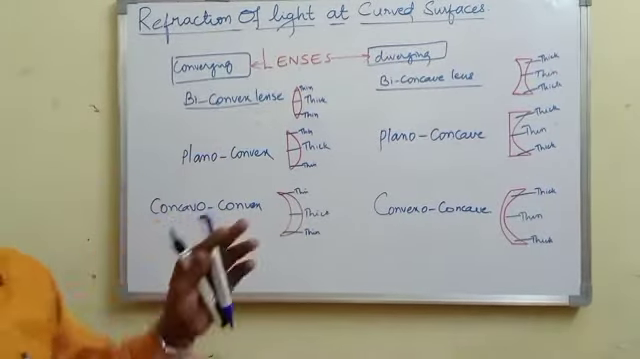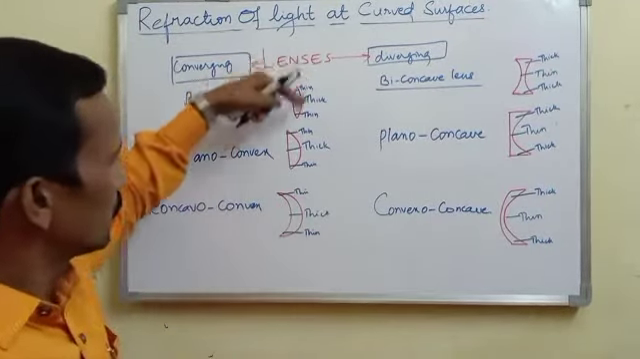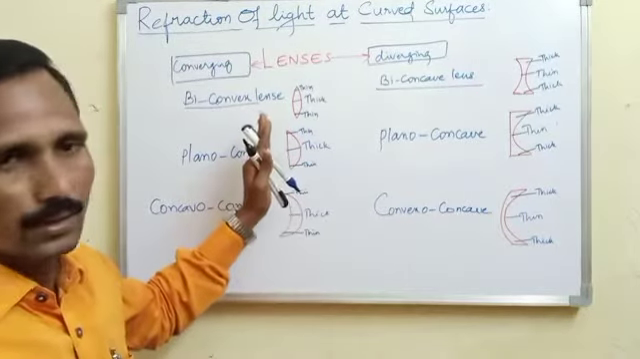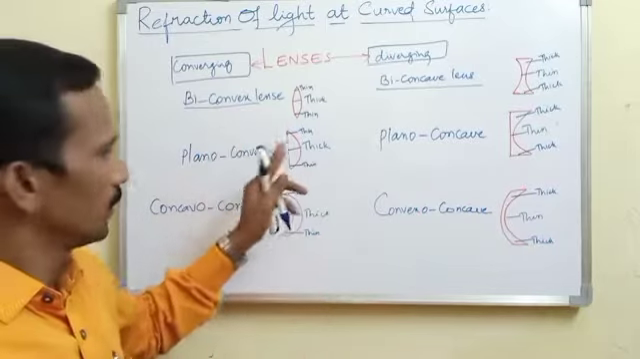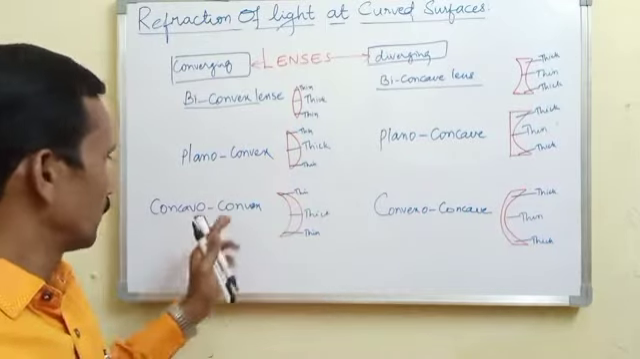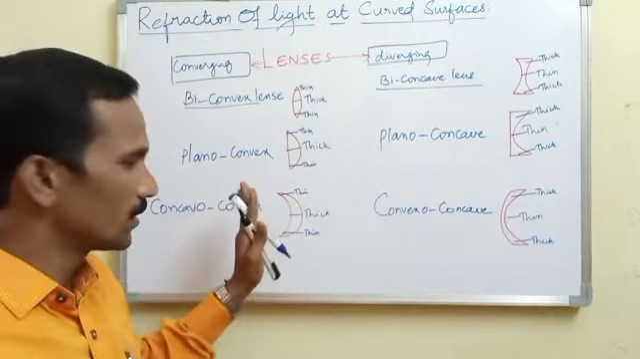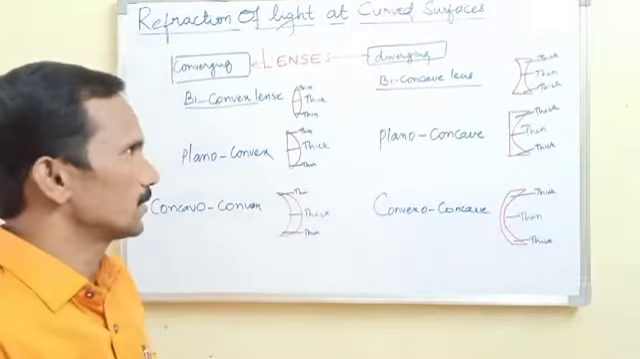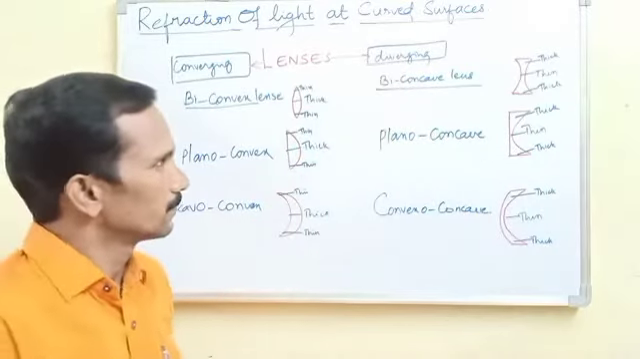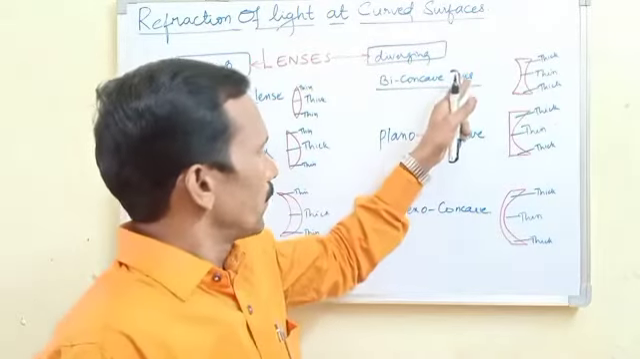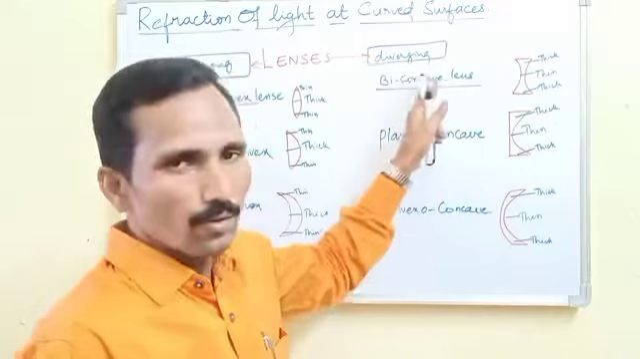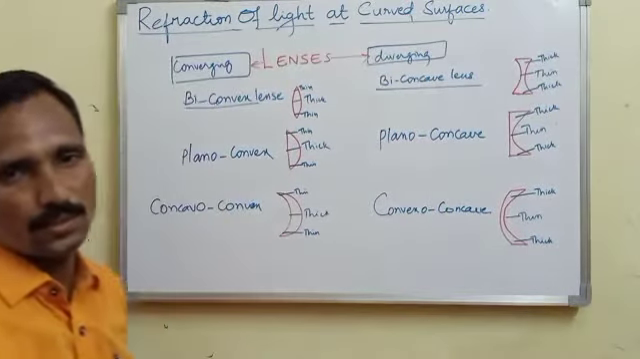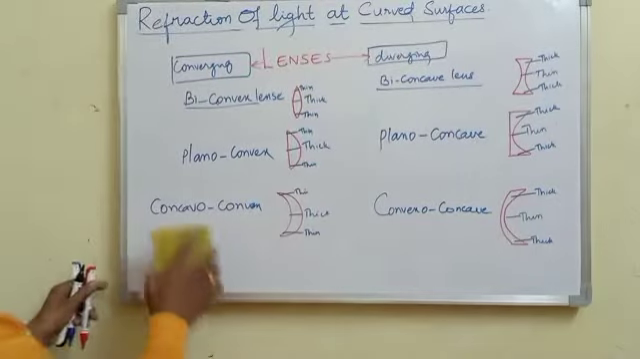If both sides are bulged outside, thin at the edges and thick at the middle, that is called a biconvex lens. If one side is plane and the other side is bulged outside, that is plano convex. If one side is concave, curved inside, and the other side is bulged outside, that is called a concavo convex lens. The diverging lenses are the biconcave lens, plano concave lens, and convexo concave lens. These are the types of lenses.